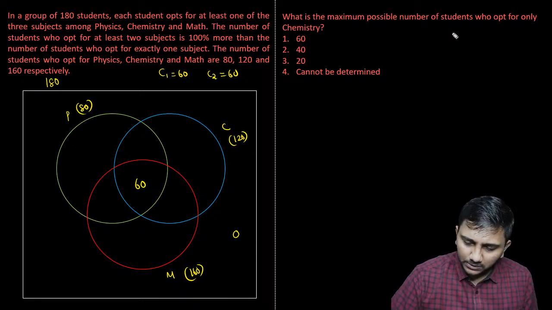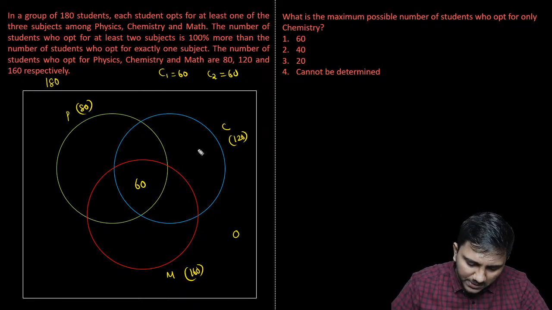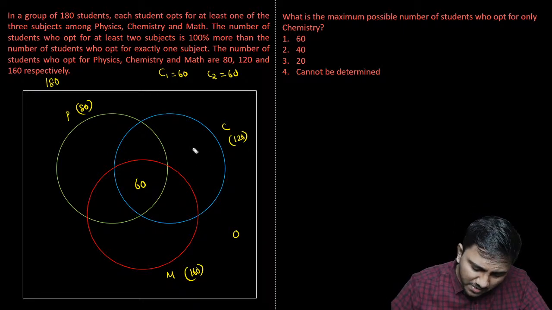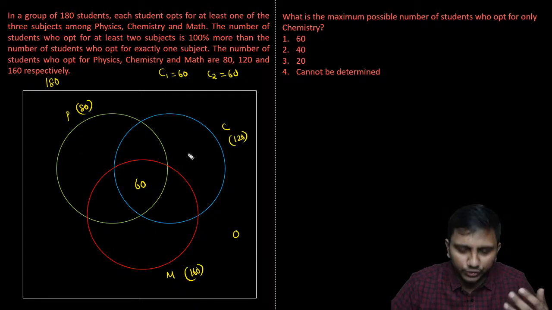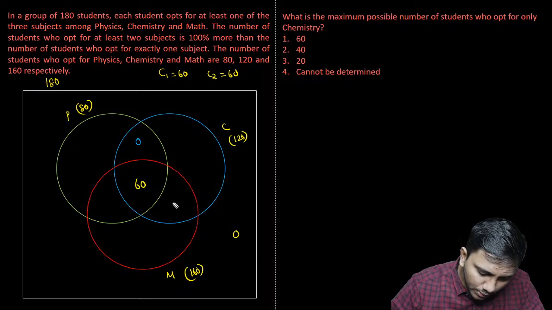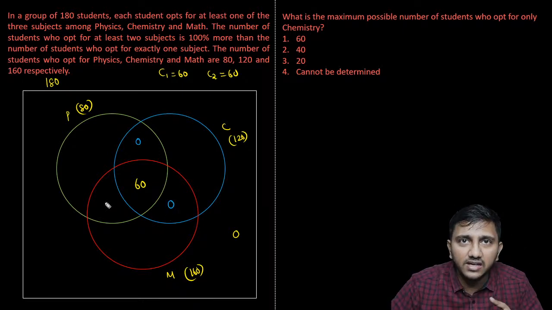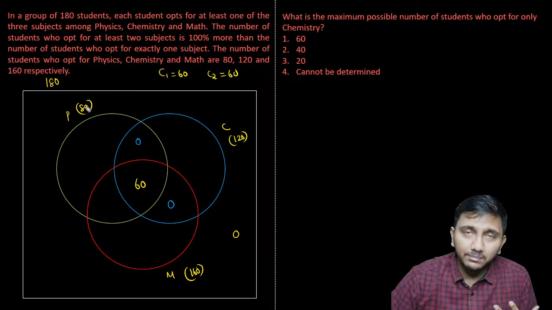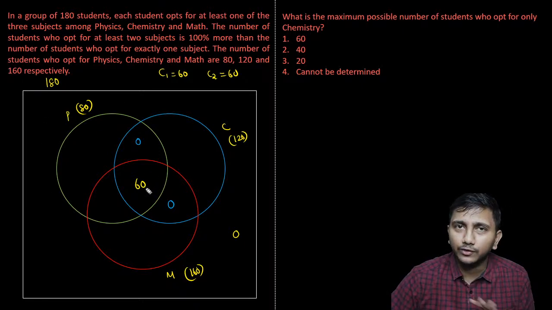What is the maximum possible number of students who opt for only chemistry? So only chemistry I'll have to maximize, which means this part I'll have to maximize. This could be solved in a very similar fashion. If you have to maximize this, the initial thought that comes to my mind is, okay, let's try and minimize everything else that is possible inside the blue circle. So I could probably put 0 here and 0 here. That would mean I'll have to put a 60 here because C2 should become 60. But if I try and put a 60 here, that will make P, the values inside the green circle, 120. So that's not possible.